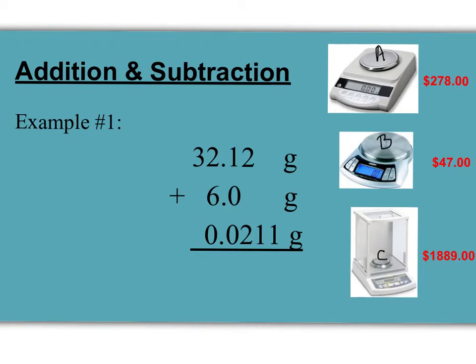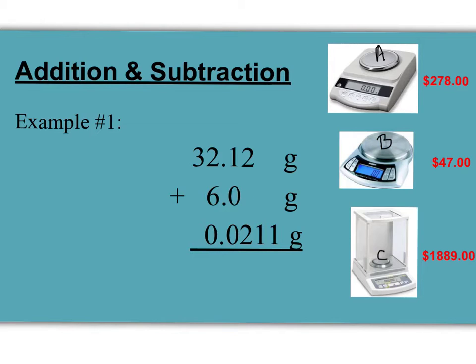Another student takes object B and weighs it on a balance that's pretty cheap. The balance is only $47. It's a kitchen balance. It only records masses to one place past the decimal. So this student records the mass of object B and finds it to be 6.0 grams.